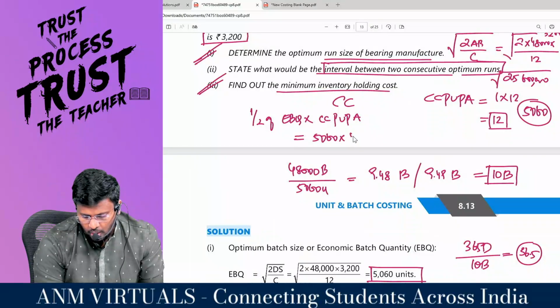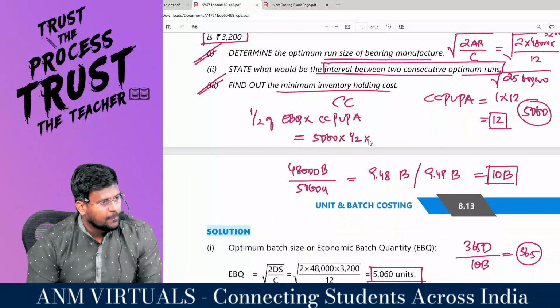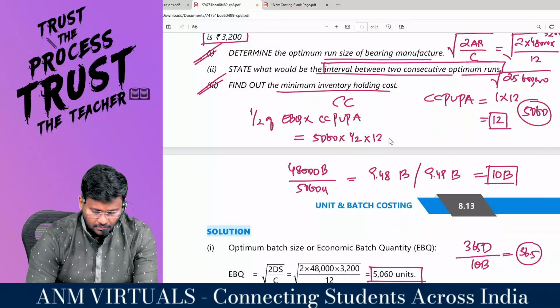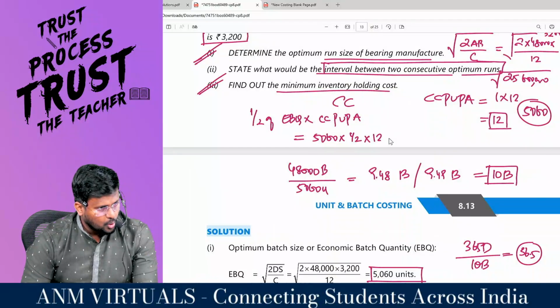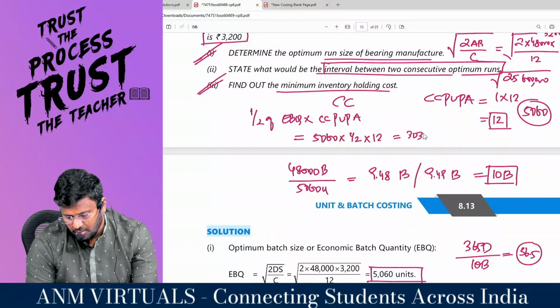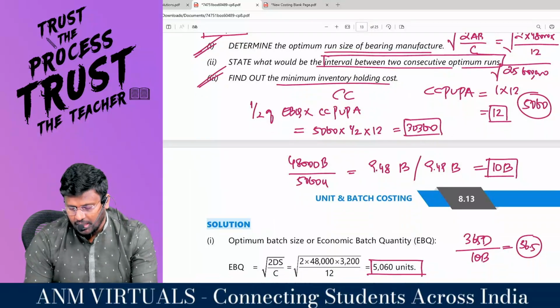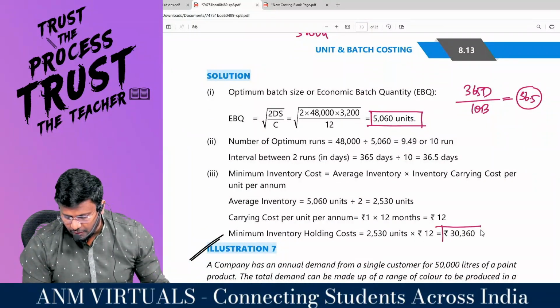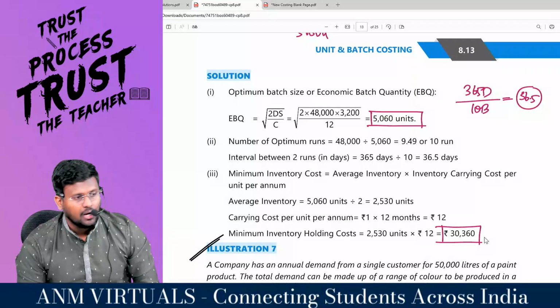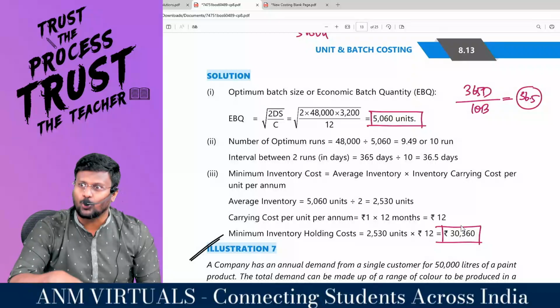5060 into 1 by 2 into 12. So 5060 over half, 2530 into 2 into 12 comes to 30,360. This is the total carrying cost you should incur for the entire year. This should be equal to the total setup cost at EBQ.